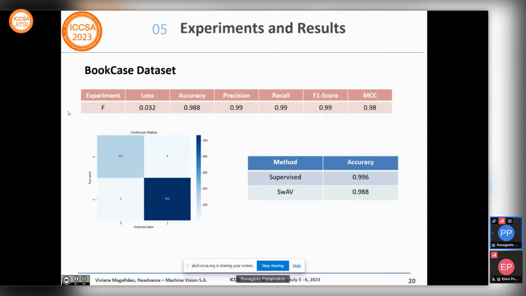We then used the parameters from the flowers and applied them to the bookcase. And we got quite good results, 98.8% accuracy, where it just failed on 6 images. Compared to the supervised version, it went down a bit. However, we still achieved quite good results.